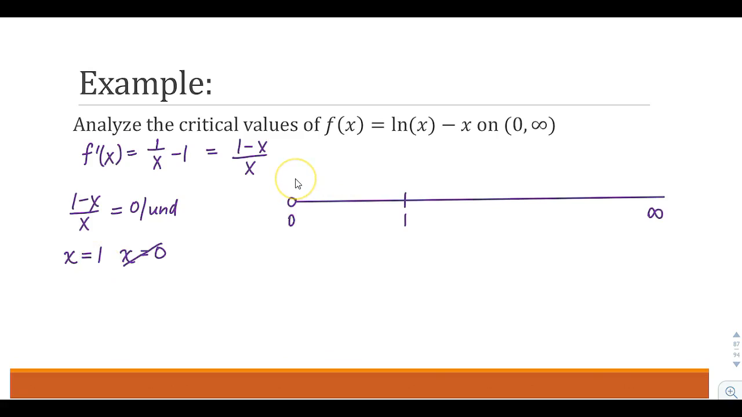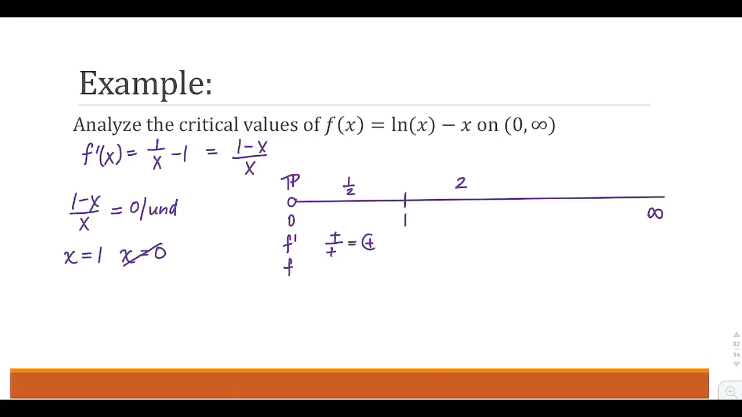So let's go ahead and plug in our test points. So we'll plug in positive 1/2 between 0 and 1, and 2 between 1 and infinity, and we'll check f prime's sign to find out about f. So if I substitute 1/2 into f prime, so into my simplified version here, in the numerator 1 minus 1/2 is positive, and the denominator would be 1/2, so positive.